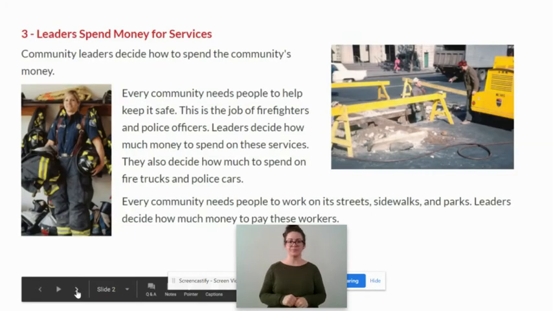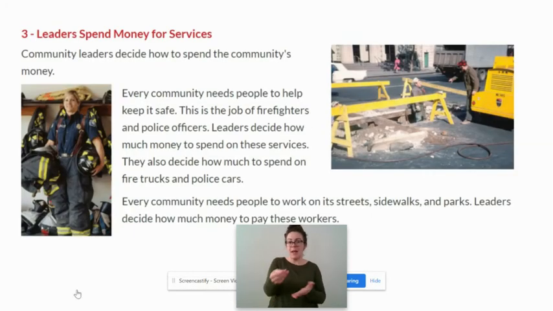The leaders spend money for services. Community leaders decide how to spend the community's money. Every community needs people to help keep it safe. This is the job of firefighters and police officers. Leaders decide how much money to spend on these services. They also decide how much to spend on fire trucks and police cars.